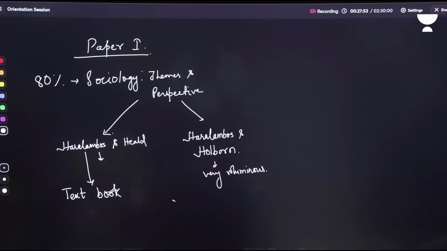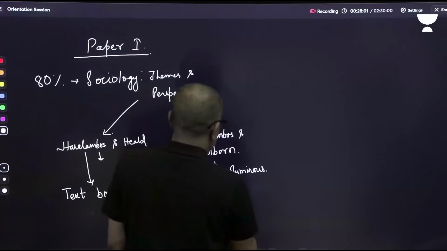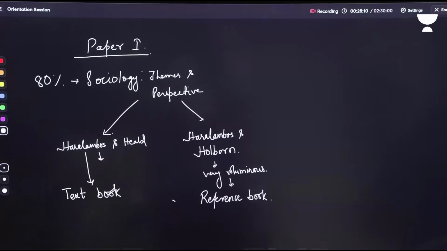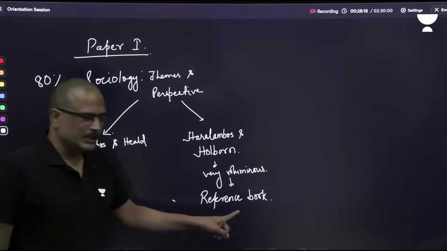Textbook means page by page, line by line. And this one as a reference book. If questions are there, or certain issues are there which are not covered, they will use it.